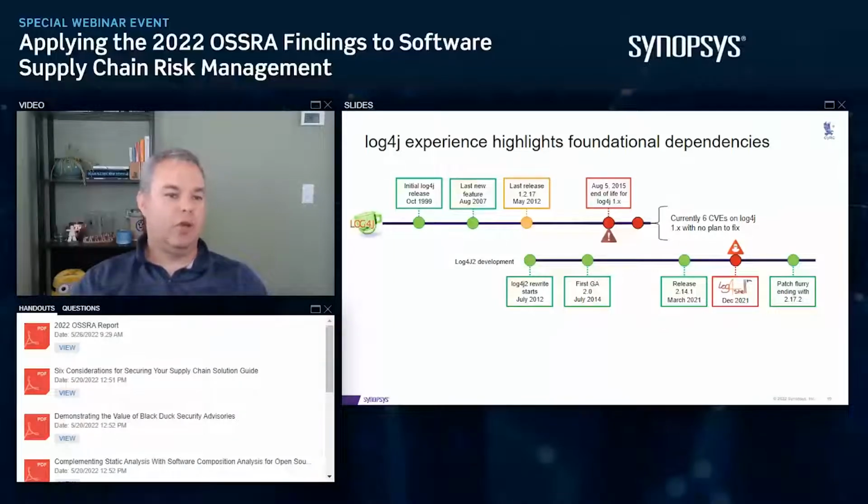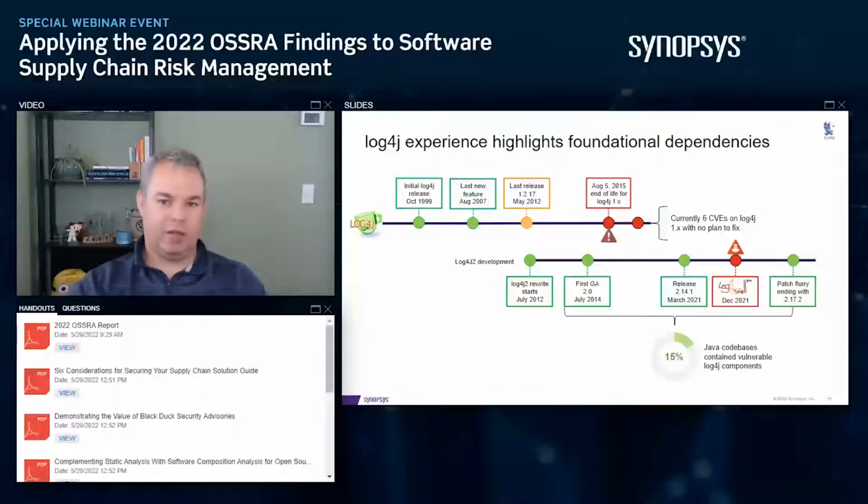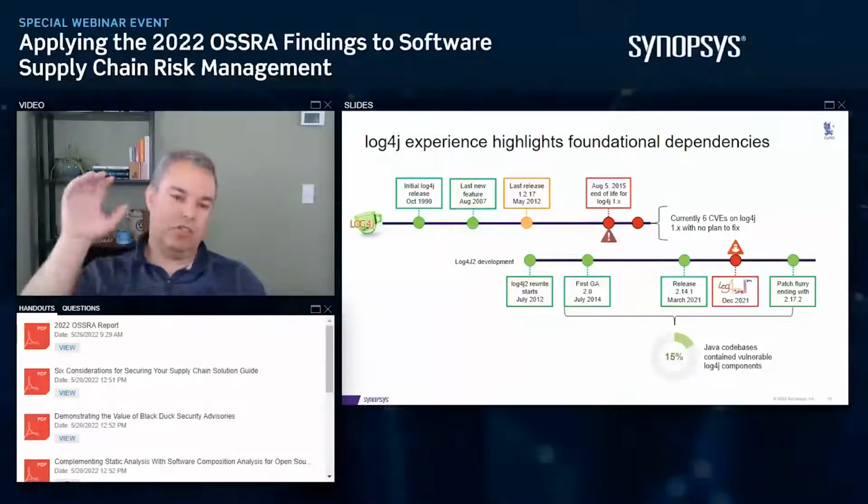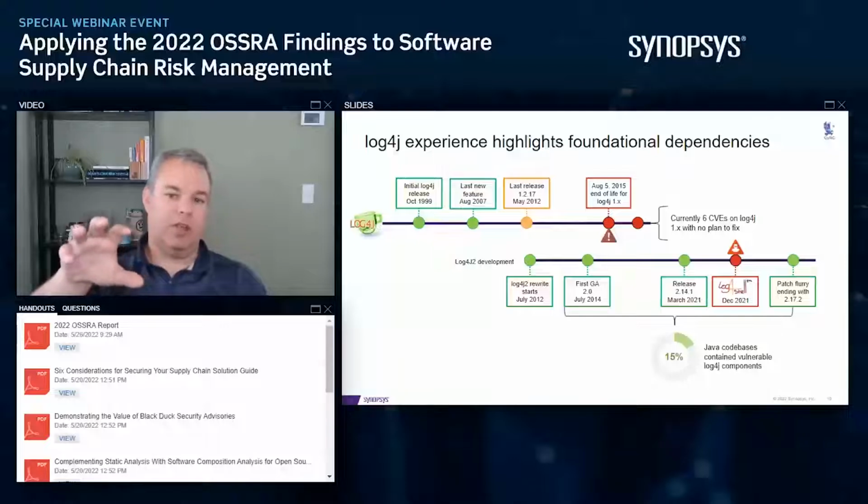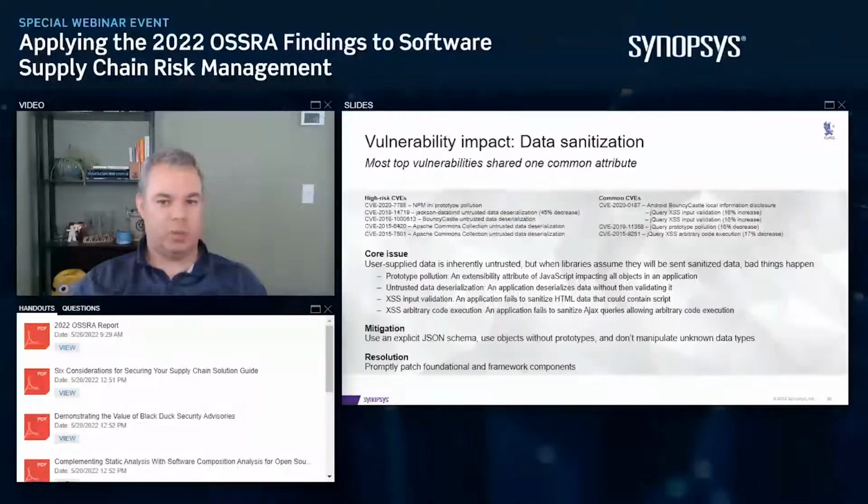Now, there is a version 2.17.2. If you look at the release notes for 2.17.2, one of the things you find is that it has a lot of patches for things related to the migration path from Log4j 1 to Log4j 2. Turns out there were a few issues left unresolved. So that migration path wasn't as easy as everyone expected. If we look solely at the Java code inside the OSSRA report, 15% of the code bases contained a vulnerable version of Log4j 2.